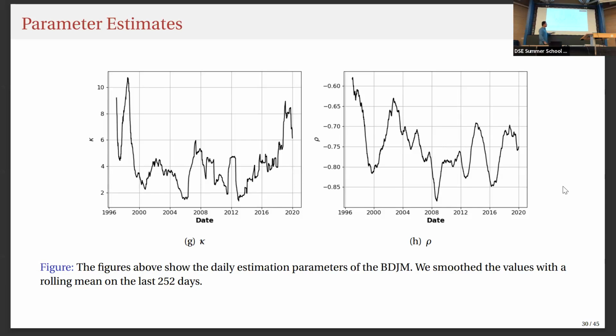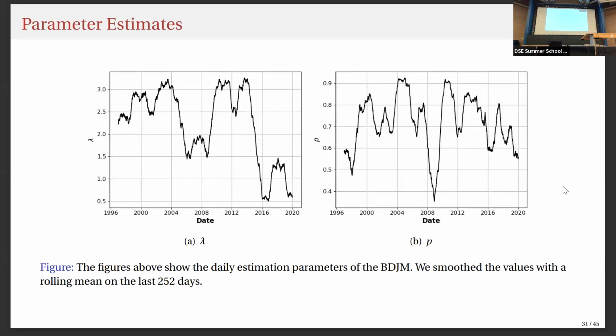Perhaps not that surprisingly, you see this leverage effect being particularly pronounced in 2008 during the financial crisis. Okay. The other parameters you can estimate here are parameters germane to your understanding of the option implied jump risk in the overall market. Lambda is the jump intensity, and P is the probability, conditional on a jump, that the jump is a downward jump.